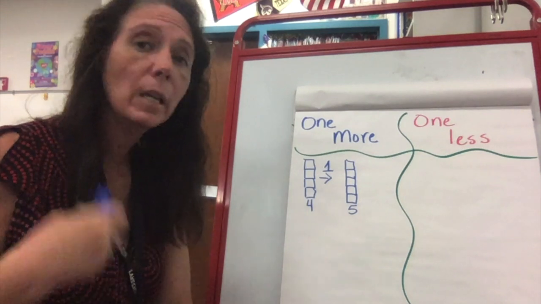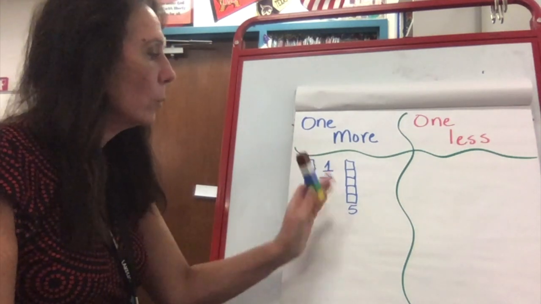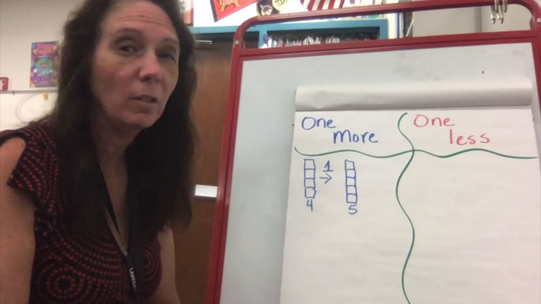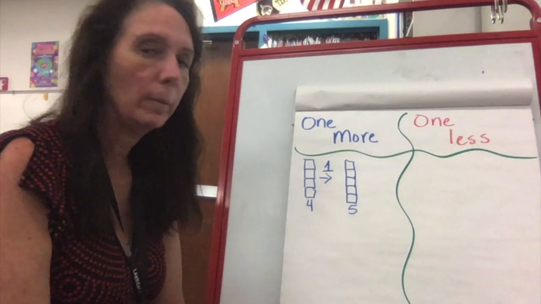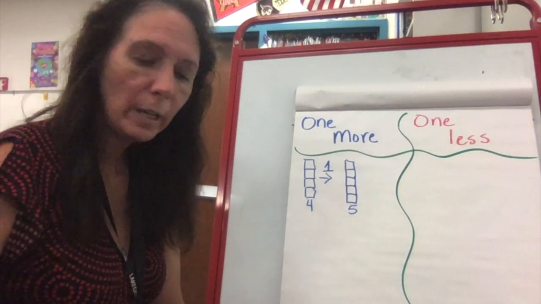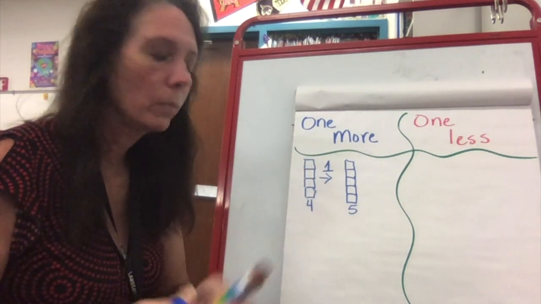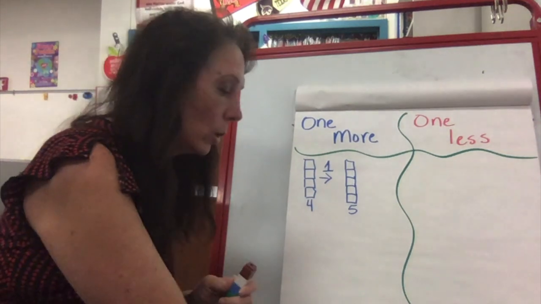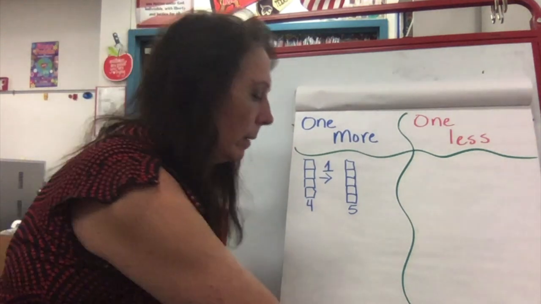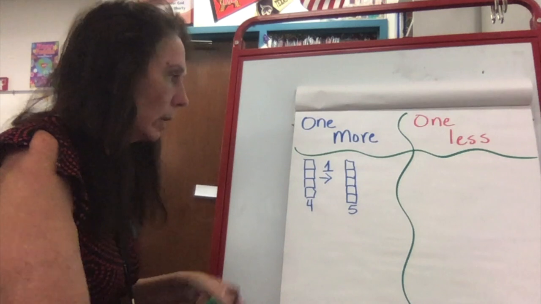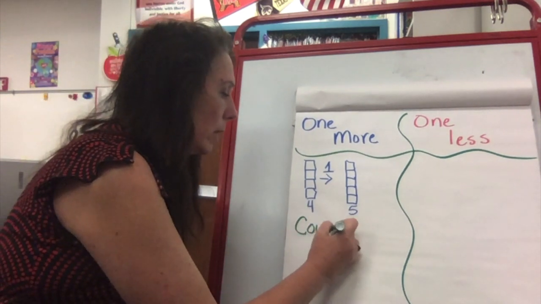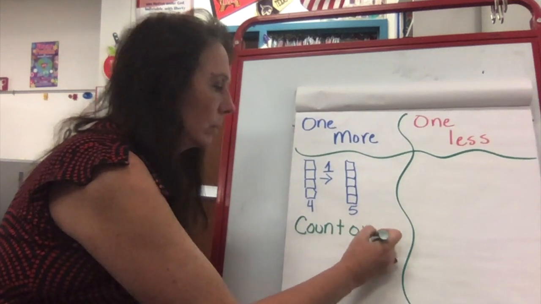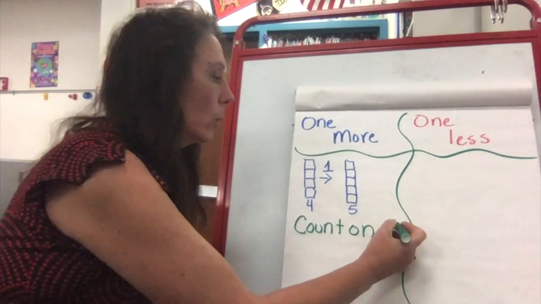So we can see 1 more is just 1 number. It's not a whole bunch of numbers like we talked about before. It's just 1 number. So when we think about 1 more, let me get my marker here, and we can say that we can count on. Okay, you can count on 1 more.